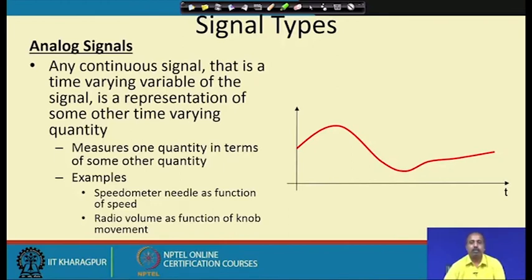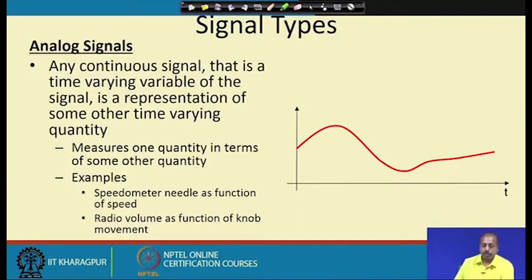Or say the temperature monitoring system. With the passage of time, temperature is varying. The temperature is the time varying variable that we have. By means of temperature sensors, it is converted into an electrical signal, and as a result that electrical signal becomes a time varying signal that represents the original time varying signal, which is the temperature. That is why the definition is like this: it represents a time varying signal in terms of another time varying electrical signal. It measures one quantity in terms of some other quantity.